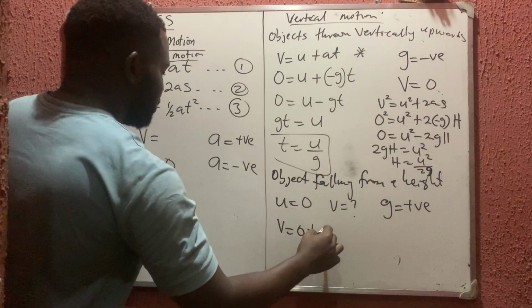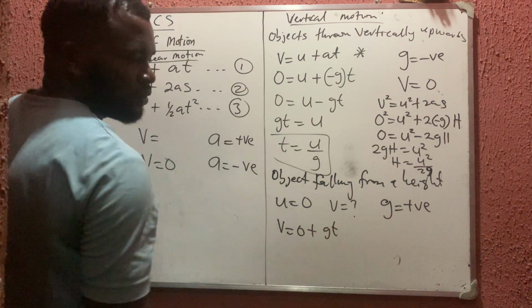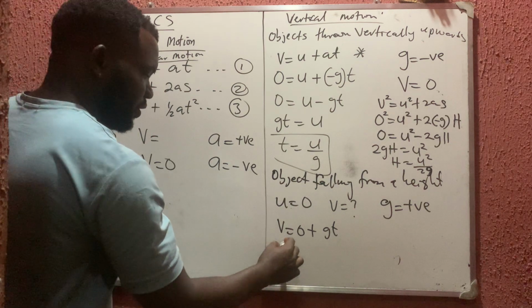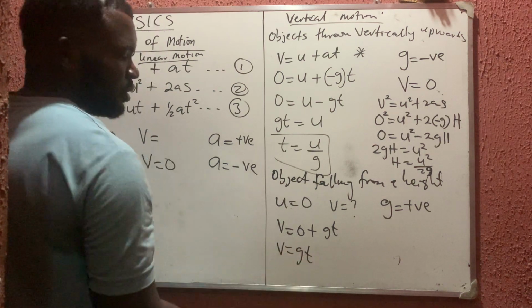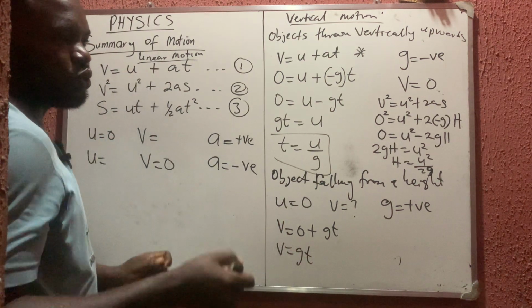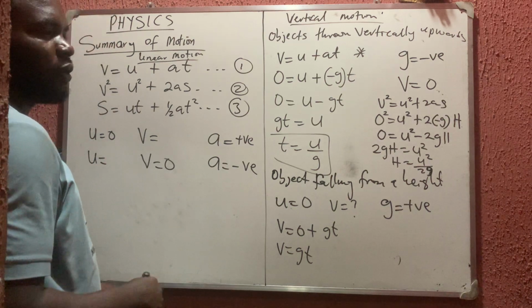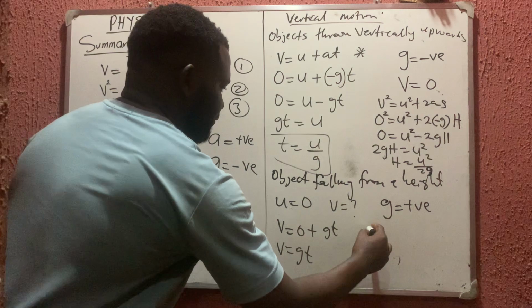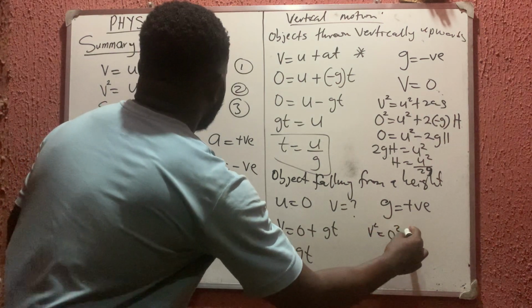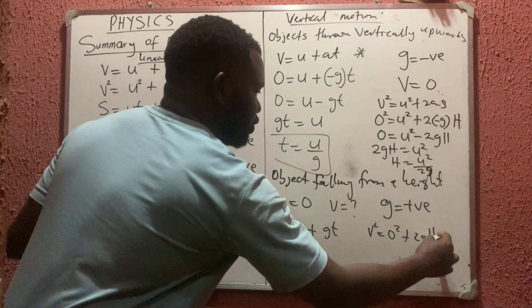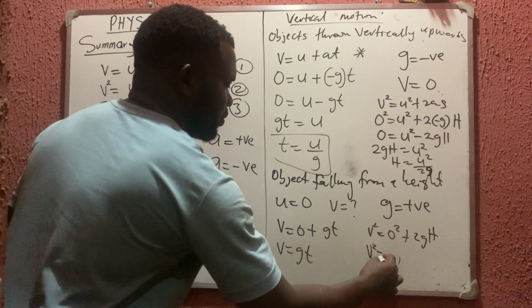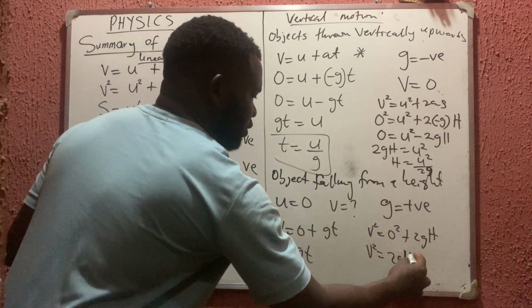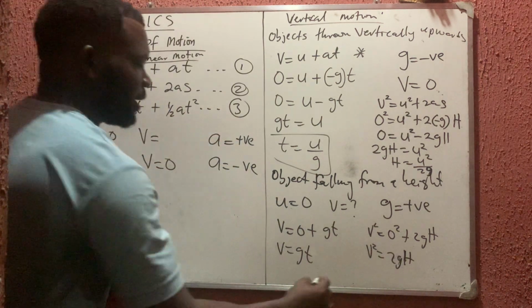So for this one, I'm going to have that V is equal to 0 plus GT, positive. So therefore, V is equal to GT. They will now ask you to find the time it will take to fall on the floor. So the same thing is applicable here. V squared is equal to 0 squared plus 2GH. So therefore, V squared is equal to 2GH.